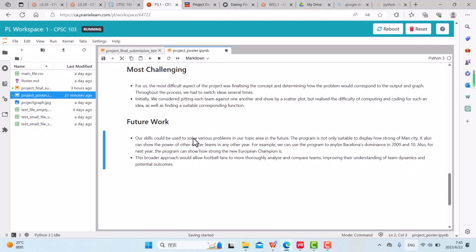For future work, our skills will be used to solve various problems in our topic area. The program is not only suitable to display how strong Man City is, it can also show the power of any other teams in any other years. For the past, we can use the program to analyze Barcelona's dominance in 2009 and 2010. Also, for the future, like next year, the program can show how strong the new European champion is, or any other team. This broader approach would allow football fans to more roughly analyze and compare teams, improving their understanding of teams' dynamics and potential outcomes.